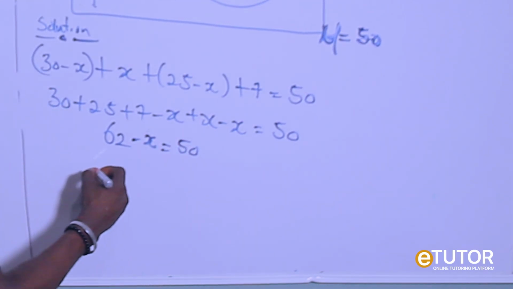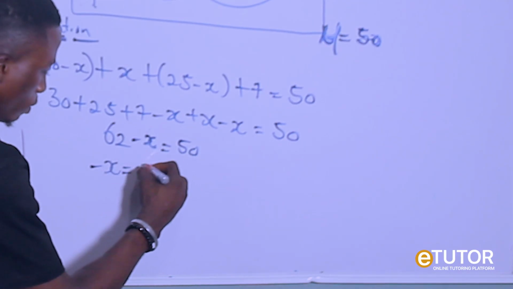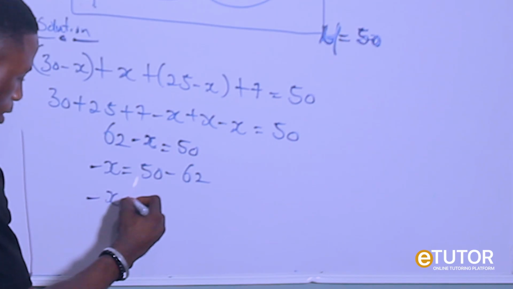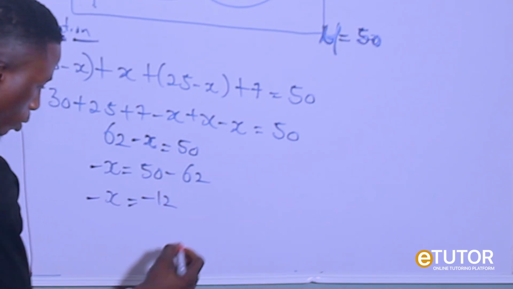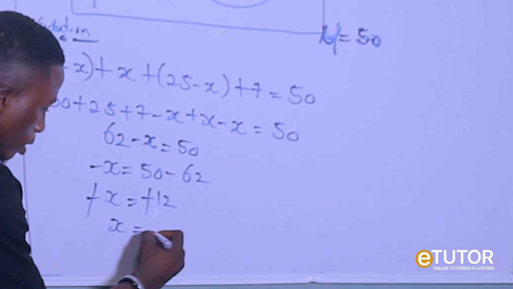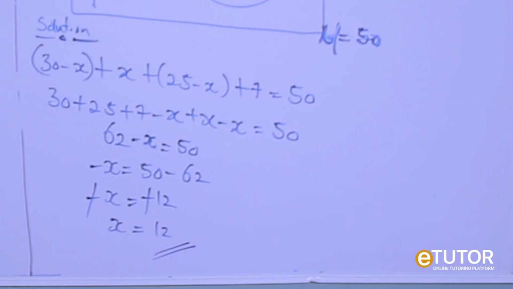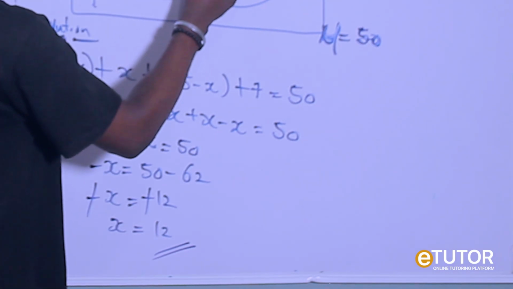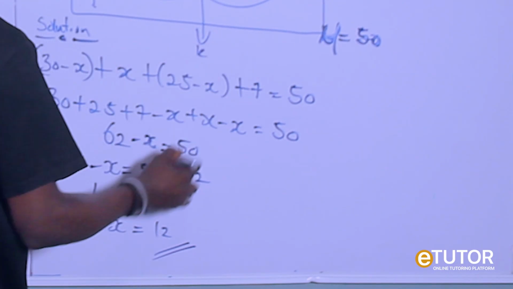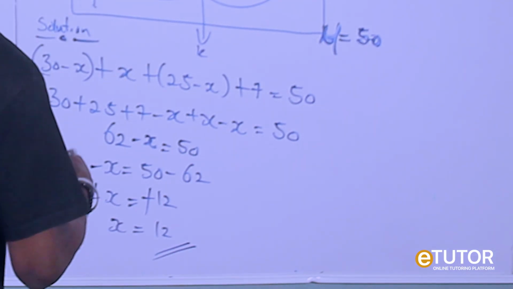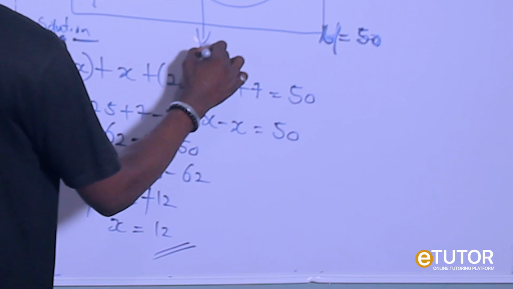So let us find X. My negative X equals 50 minus 62, so my minus X equals minus 12. Negative cancels out, so my X is equal to 12. So we can say the value of X is equal to 12. So 12 students like both subjects: 12 students like math and also like English.